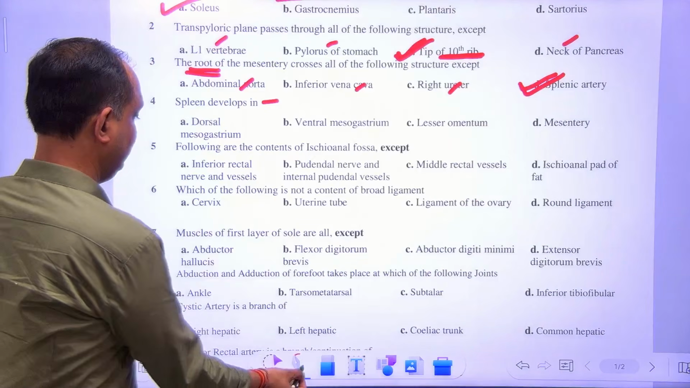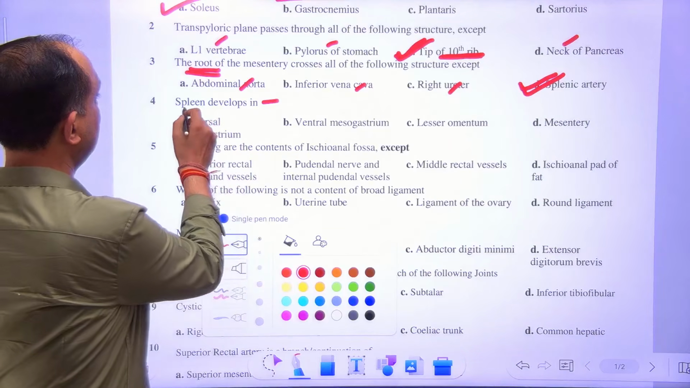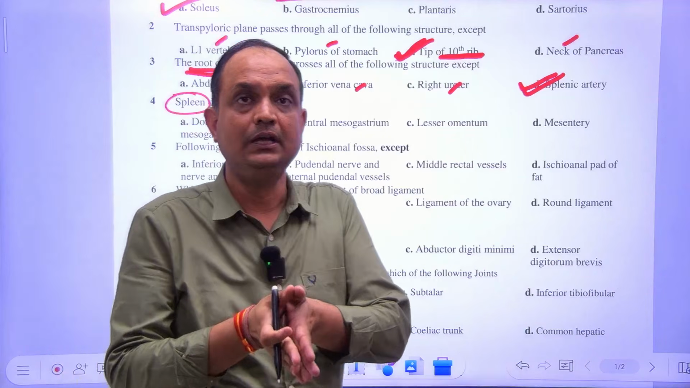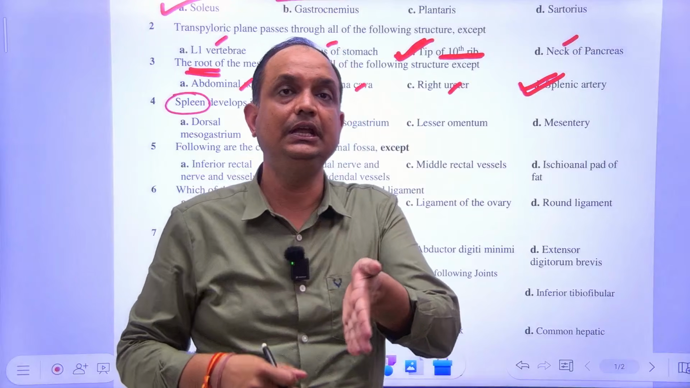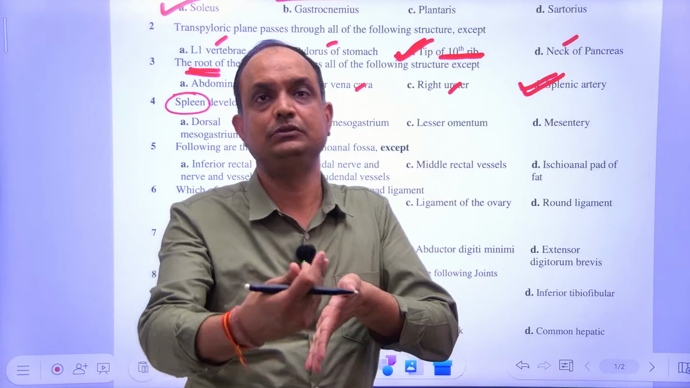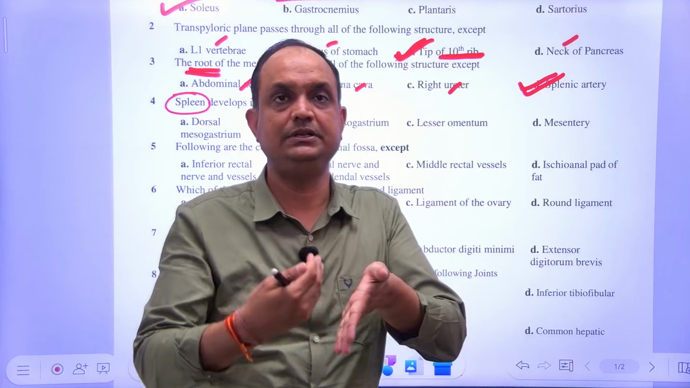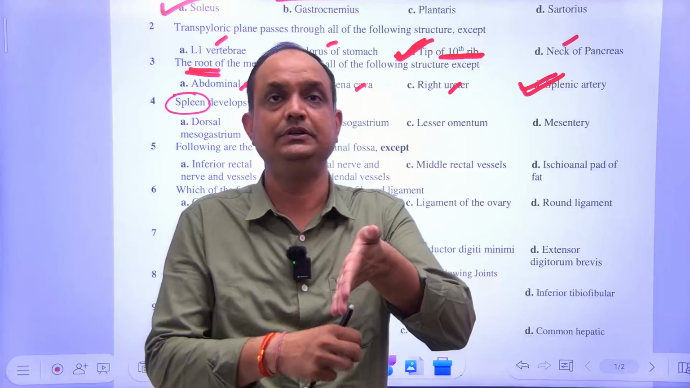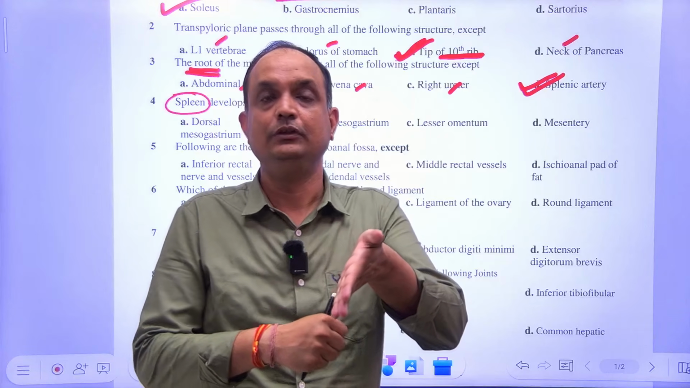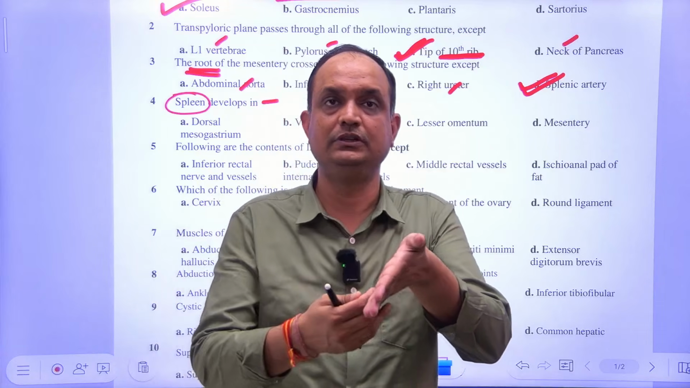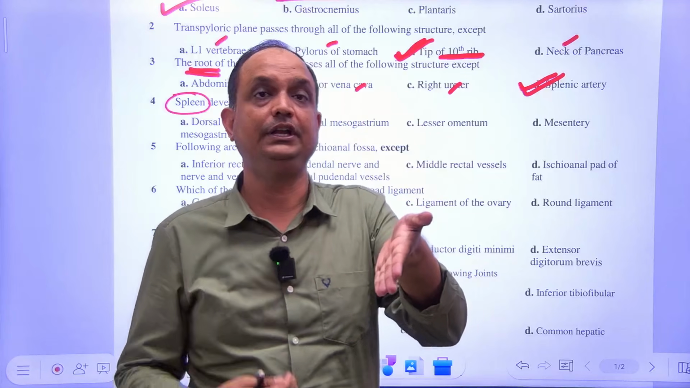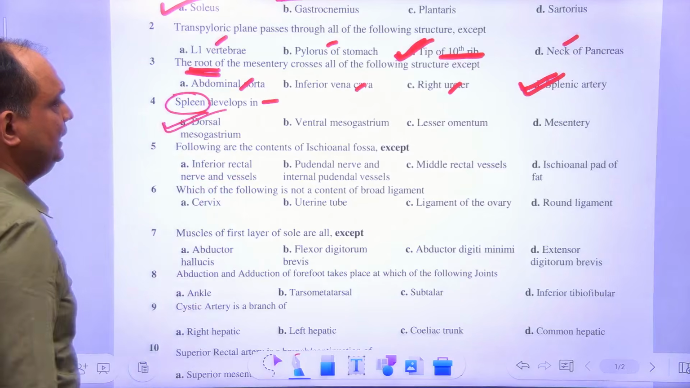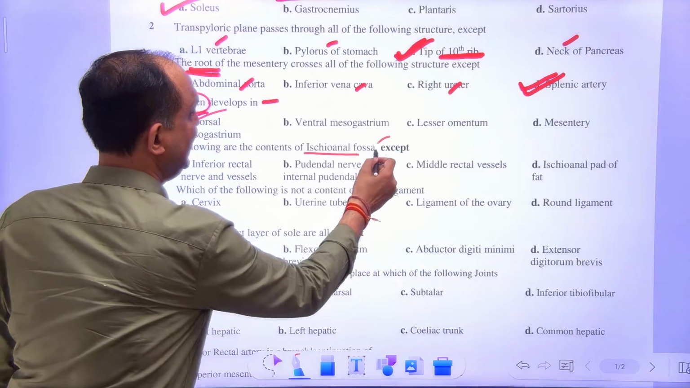Now dear students, you have to keep this thing in mind that when we are talking about the development of the spleen, you know that there is a formation of the two folds anterior and posteriorly into the foregut. Now anterior is known as ventral mesentery or ventral mesogastrium and posteriorly is known as dorsal mesogastrium. In the dorsal mesogastrium, there is a formation of a spleen, and because of this, you will have the formation of two ligaments. One is known as gastrosplenic, another is splenorenal. So where is the answer? Answer is dorsal mesentery. Now following are the content of ischioanal fossa except.